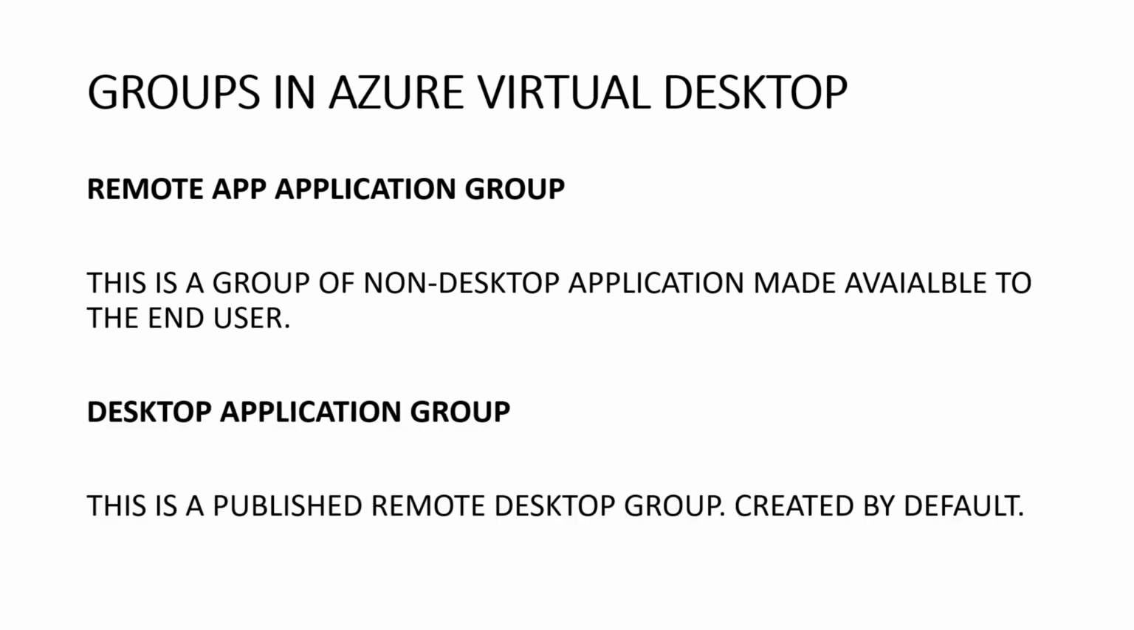We also have a desktop application group. This is a full-fledged published remote desktop group, and one is created by default when you create the host pool. It can be deleted and recreated again. So there are two groups in Azure Virtual Desktop. One is the remote app application group, which has non-desktop applications, and the second is the desktop application group, which has the full desktop experience for that user.